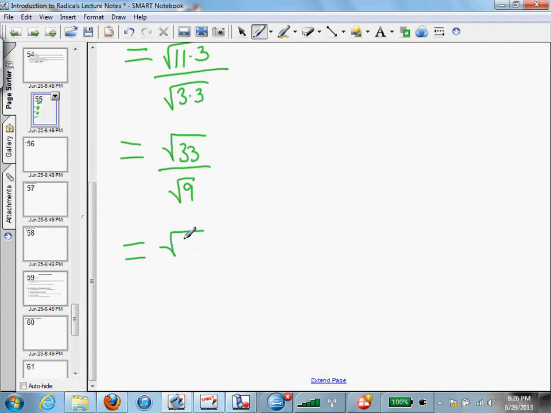We can simplify this as the square root of 33 on top. And on bottom we know that 9 is a perfect square, so it can come out of the radical as 3.